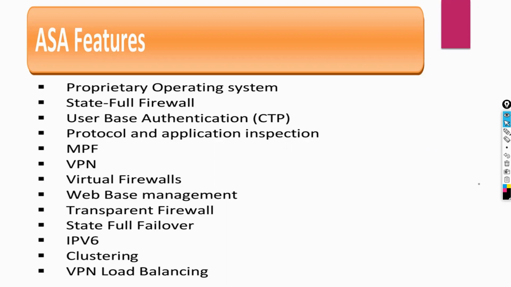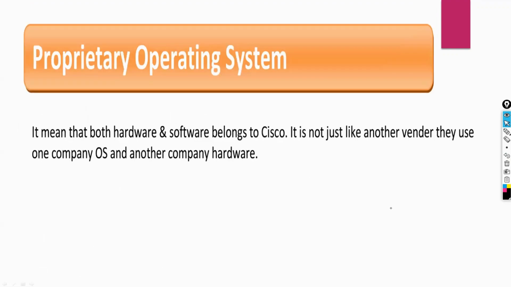Okay. So now let's talk about ASA features, because every vendor has its own features, like Palo Alto, Fortinet, Checkpoint, or Cisco. Right now we are talking about Cisco ASA. So let's talk about some features. These are the features available in the Cisco ASA firewall. So first is the operating system. Let's talk about each feature option. So what is the operating system?